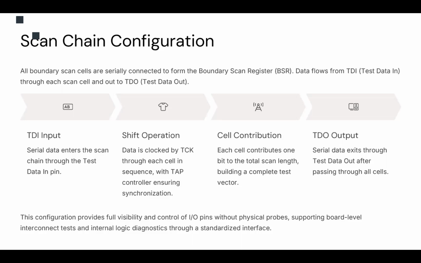Now, we have the aspect of cell contribution, which means the scan cells contribute exactly 1 bit to the overall scan chain. So each cell has 1 bit of input output, so we can see the condition of those pins. This structure allows engineers to construct and apply complete test vectors and map all the input output pin states inside our chip.